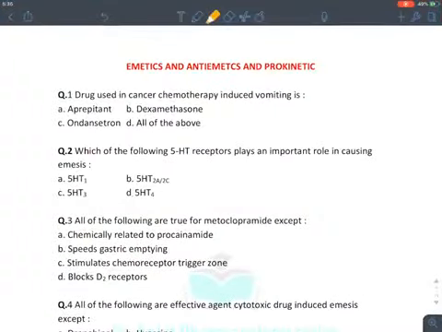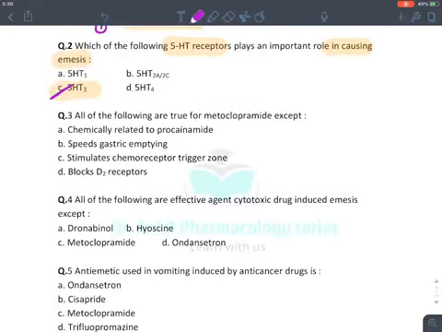Keeping this in mind, let's look at the question. The drugs used in chemotherapy-induced nausea and vomiting: aprepitant, absolutely true. Corticosteroid, absolutely true. Ondansetron, absolutely true. The answer is all of the above. Now, which of the following 5-HT receptors plays an important role in causing emesis? That was 5-HT3. So the answer is 5-HT3. All of the following are true about metoclopramide.